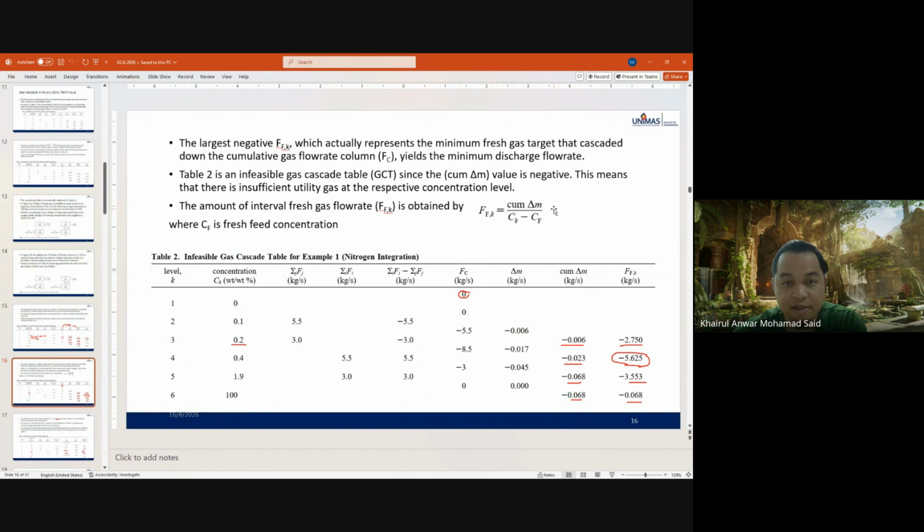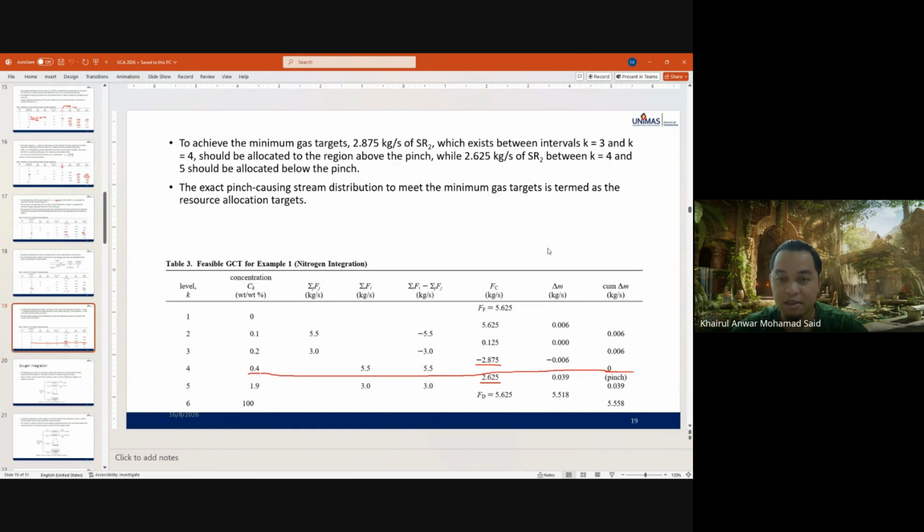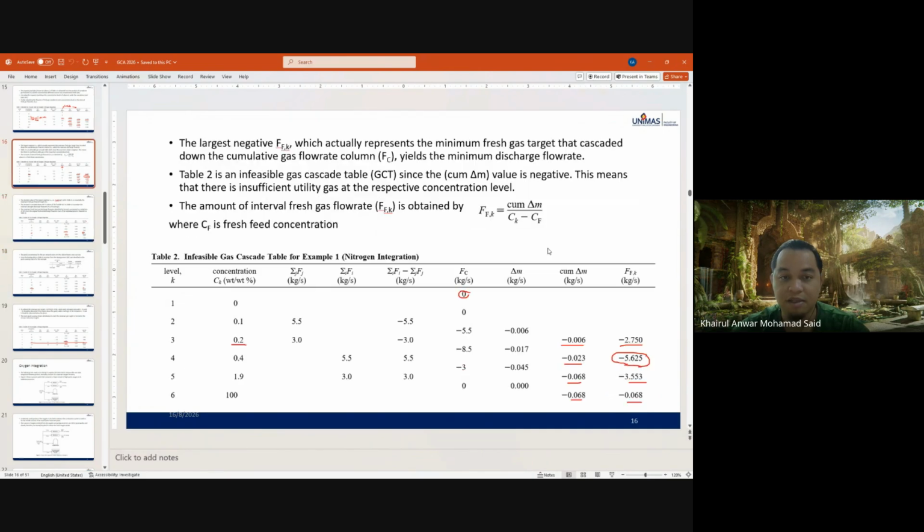So in this case, CF is the fresh concentration. So CF in this case is zero. You start with zero, right? But later on, when we identify the pinch, you need to calculate, and during that time CF is zero. So that is the five steps of the GCA numerical targeting algorithm.